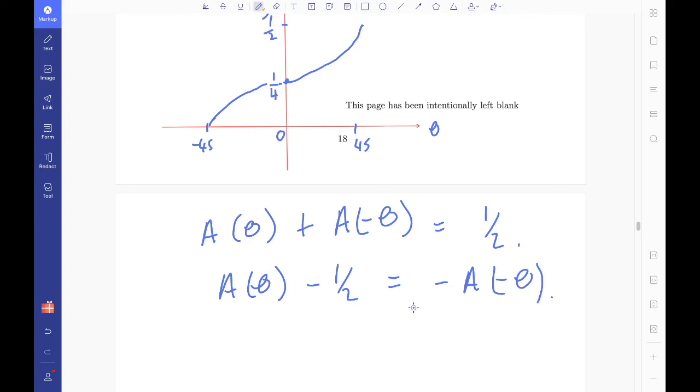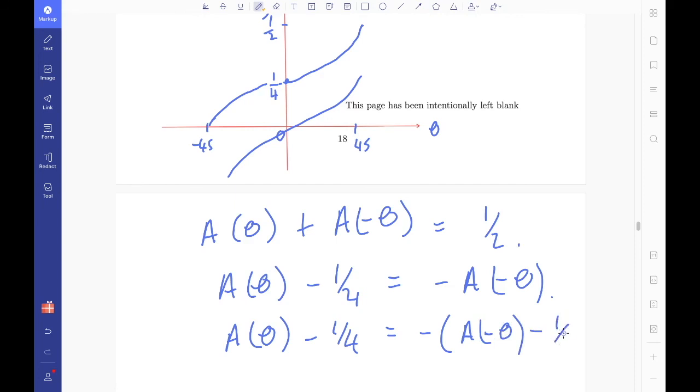Actually, sorry, let's split them into 2/4. So if you do A of theta minus 1/4, that brings it down onto the origin, right? That would bring it here. And then all I need to say is that A of theta minus 1/4 is equal to minus A of minus theta minus 1/4.